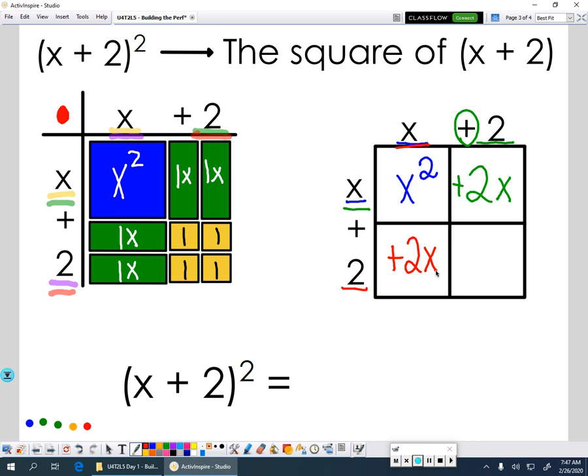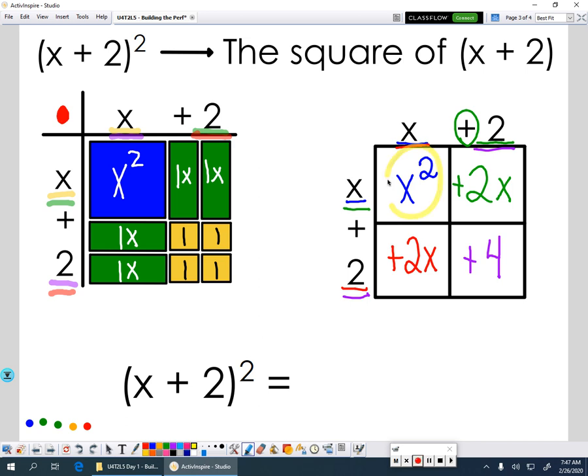And then finally, last but not least, I'm going to multiply this positive 2 times this 2. 2 times 2 is going to give me 4. So the answer to this area, or the answer to this quadratic expression, is going to be what I get when I combine all these like terms.